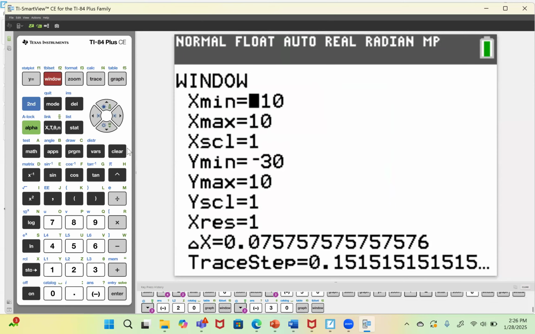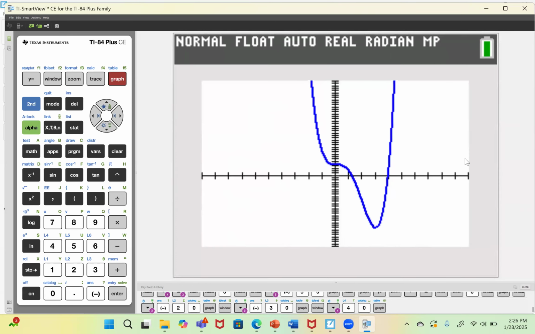And if you go to window, you don't have to, but if I make the y max higher, just to make sure that it continues to go up, I can see that it keeps going up. Okay, so this gives me an idea of what my function looks like. Then I want to figure out the local extrema and then increasing and decreasing.